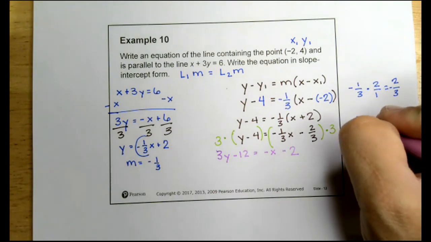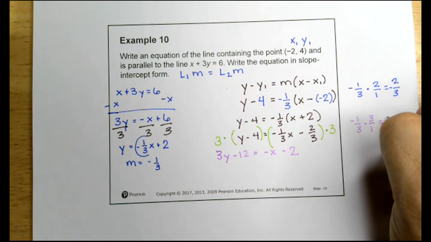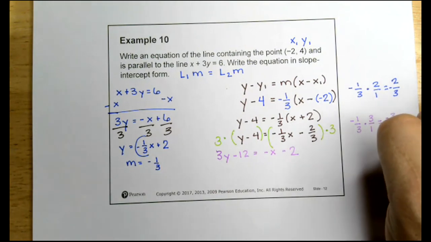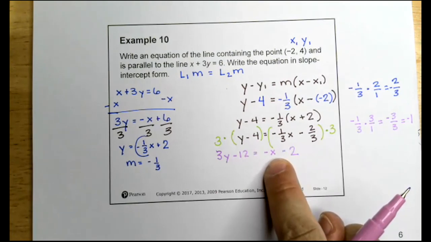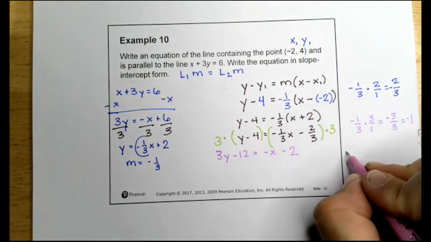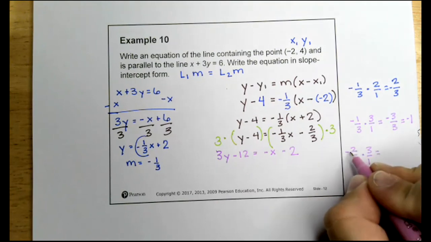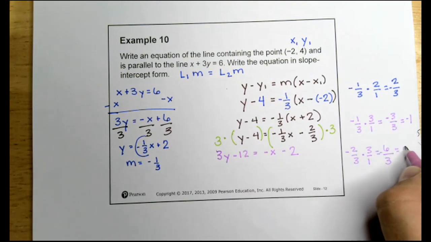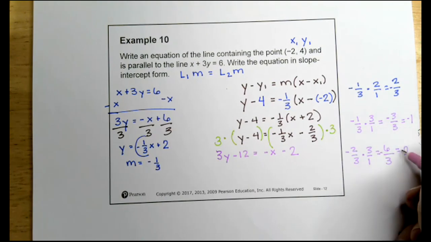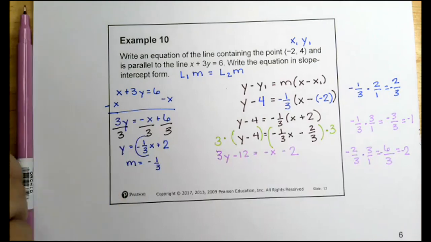Because -1/3 times 3/1 becomes -3/3, which is -1, -x. Okay. -2/3 times 3/1, same thing. 2 times 3 is 6. 3 times 1 is 3, but it's a negative. 6 divided by 3 is 2. -2. So we have a negative x and a -2.